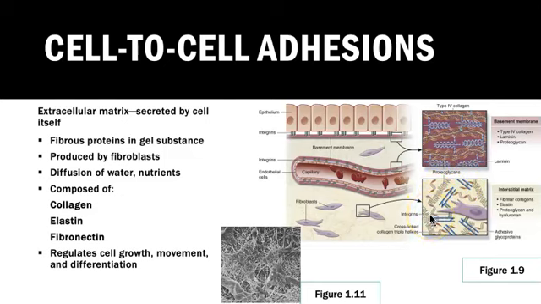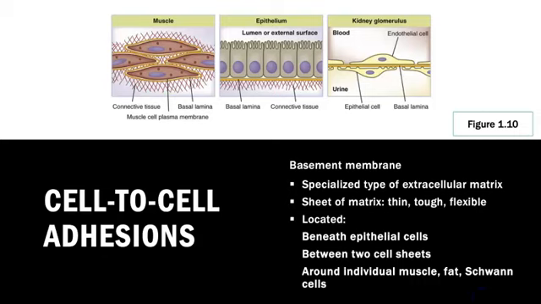And through this network, we are going to allow for diffusion of nutrients such as water, and things like lipids, also some metabolites and hormones between our blood and our tissue cells. And this extracellular matrix will also help to regulate cell growth, movement, and differentiation.